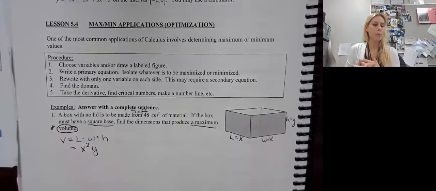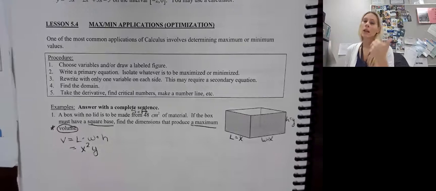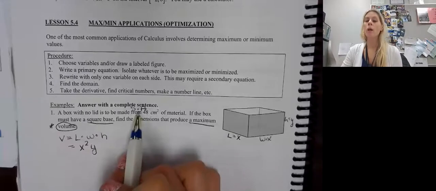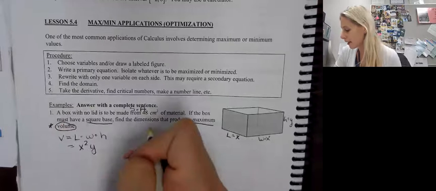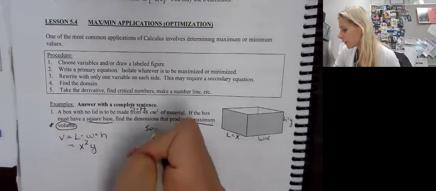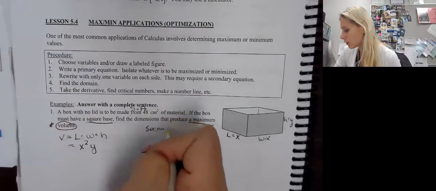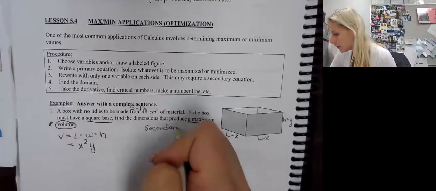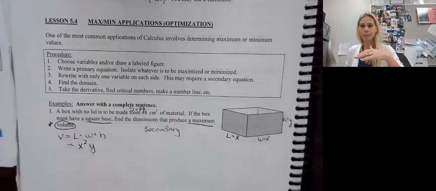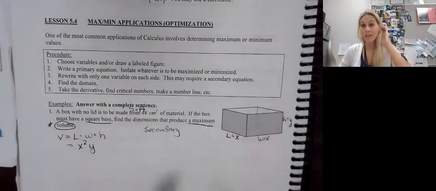But I know I have a problem here because yes, I have volume, but I have an x and y. So I must use a secondary. Where does the secondary come from? Well, that's from the surface area. One thing I want to remind you is when you come to your secondary equation for this problem, we have to remember that it's an open box. So we have no lid. So we only have 5 sides.